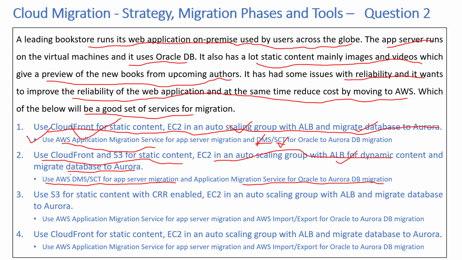So yeah, this does not seem to be correct because DMS SCT is used for heterogeneous database migration and Application Migration Service is used more for server migration. So this is not the correct option because the tools highlighted here are not correct.